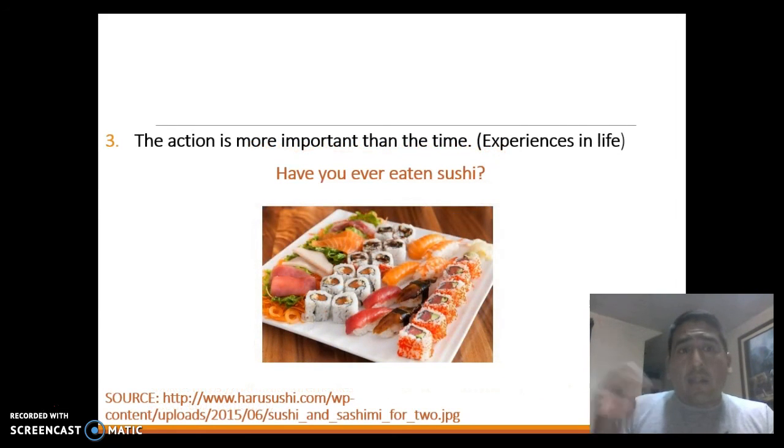Third and the last use: the action is more important than the time. In other words, we talk about experiences in life. For example, have you ever eaten sushi? Have you? Haven't you? When? We don't care. We just want to know about the experience, not about the time.